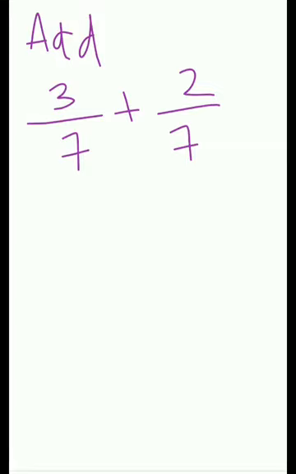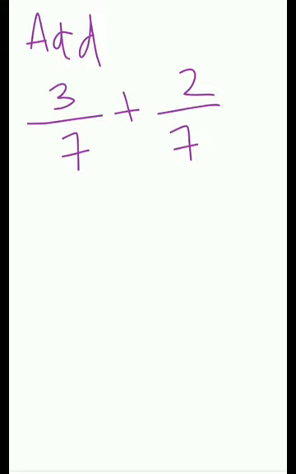Add 3 by 7 plus 2 by 7. So if you look at these fractions, you can see that they are like fractions because their denominators are the same.